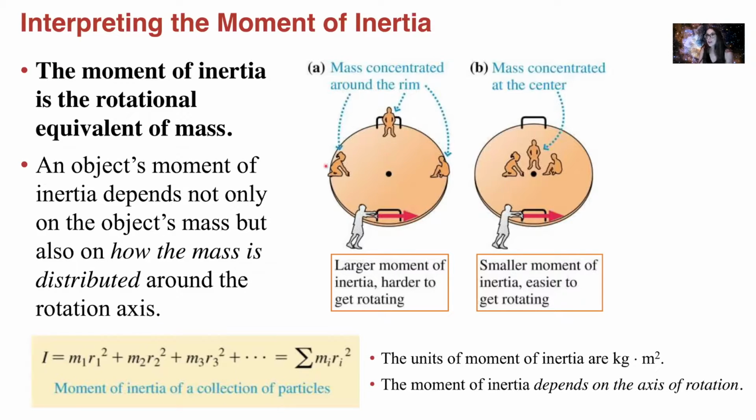So for the moment of inertia of this system, we've got the moment of inertia of the disk itself, plus the moment of inertia of each of these individual people, which is going to be their mass times their distance away from the center squared.